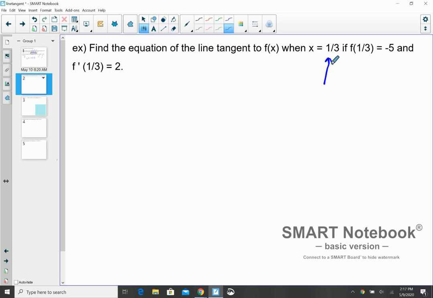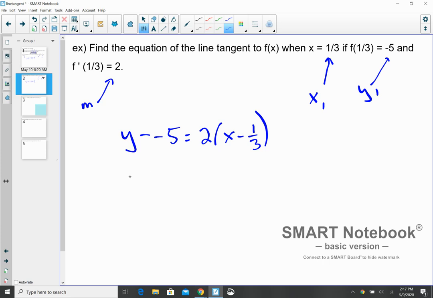Okay, so here's the X1 value. That's the value for the function, so that's the Y value. And over here, the derivative is the slope. So y minus -5 equals 2 times (x minus 1/3). And then you can make that y plus 5. There is nothing else to do. You do not need to distribute. You do not need to subtract the 5.